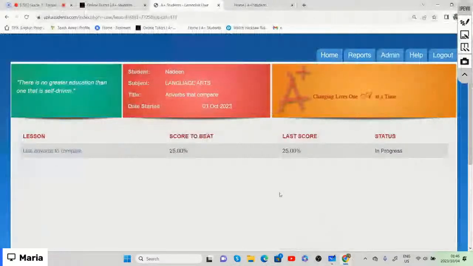So now this is basically the end of our lesson on adverbs that compare. Once again, we said with adverbs that compare, we have the comparative adverb and the superlative adverb. With the comparative adverb, we add er and compare two actions. And with the superlative adverb, we add est and it compares more than two actions that are taking place.